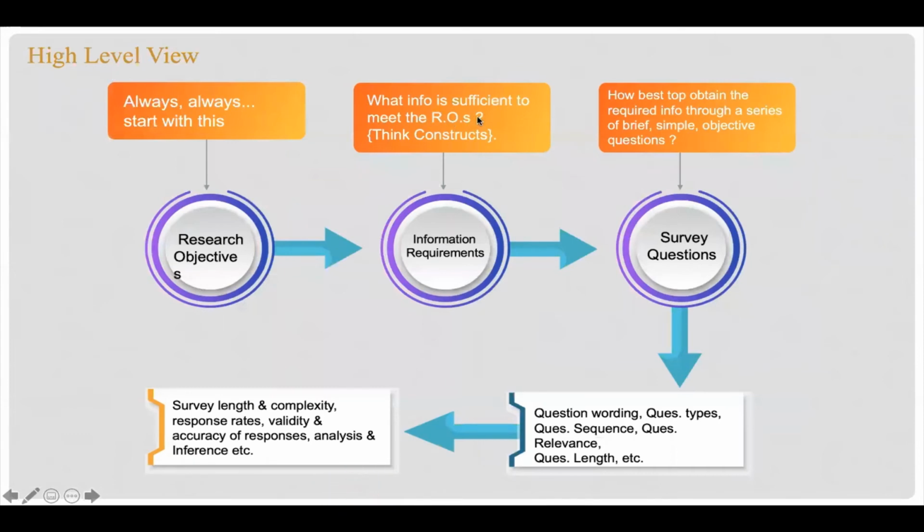Once you have your research objectives in place, you have to start thinking about constructs. So you have your research objectives, start there first. Then you have your information requirements, that is, think about the constructs. What constructs? I'll get there. Once you have your constructs in place, based on your research objective, proceed further with survey questions. And when you devise survey questions, you have to carefully word your questions, choose your question types, sequence your questions properly, have relevant questions, and have proper length. You cannot have a lengthy questionnaire, right? Something along those lines.